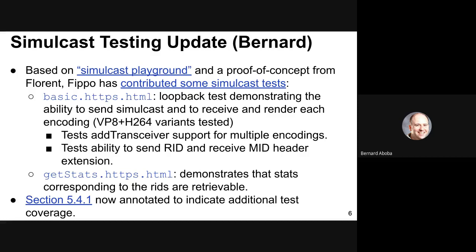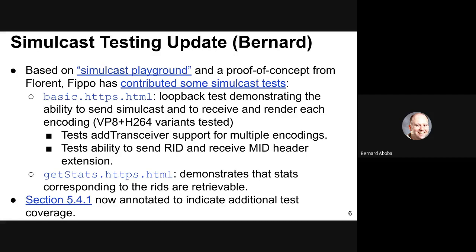So it started off with two tests. One was a basic loopback test, which sent simulcast and then through some SDP munging received it on the same browser. And that demonstrated the ability to send simulcast and also to receive and render each encoding. In the test, we tested VP8 and H.264. And then basically the coverage here was we tested a transceiver to create the multiple encodings. And then we were essentially testing the ability to send the RID header extension, and then receive it as a mid header extension. Kind of tested those code paths.